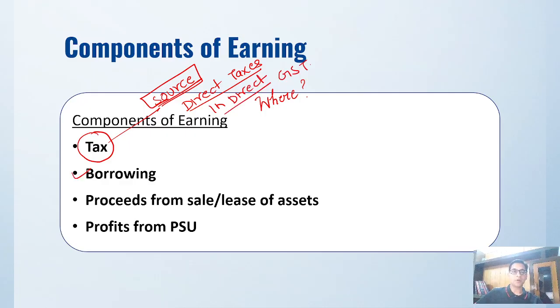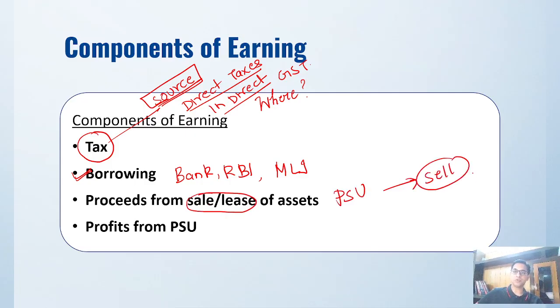Then borrowing. Government borrows from banks. Government borrows from RBI, multilateral institutions. Okay. Sometimes government gets the money from the sale and lease of assets. So if you have a PSU, government sells that PSU and you get the money out of it as a disinvestment.